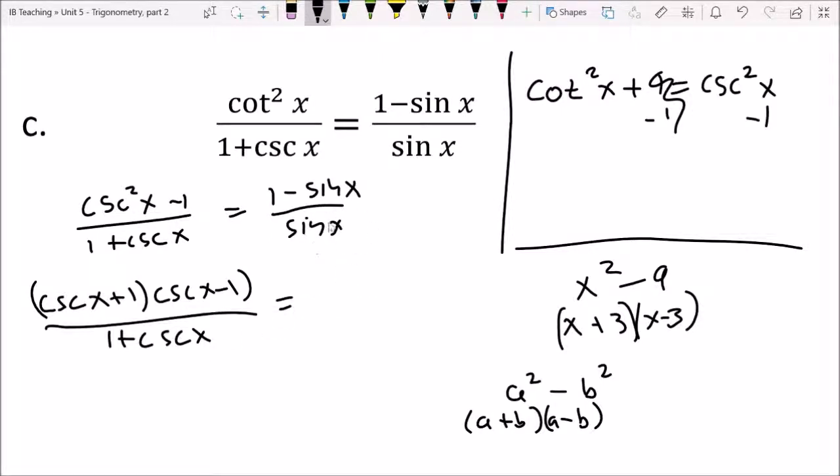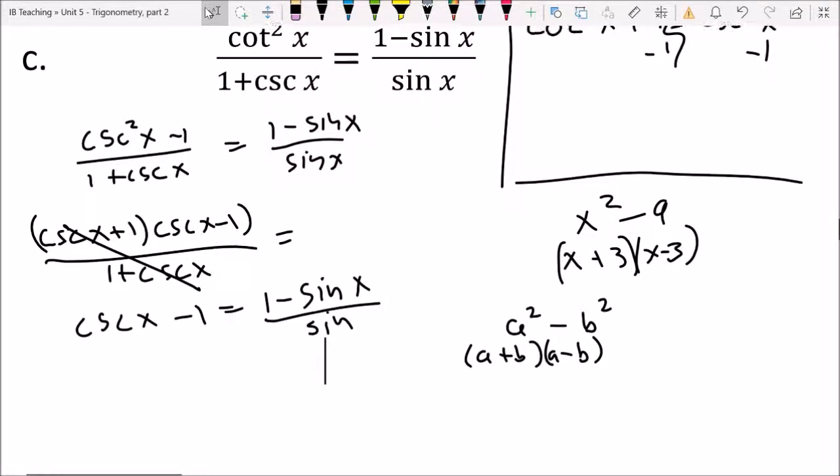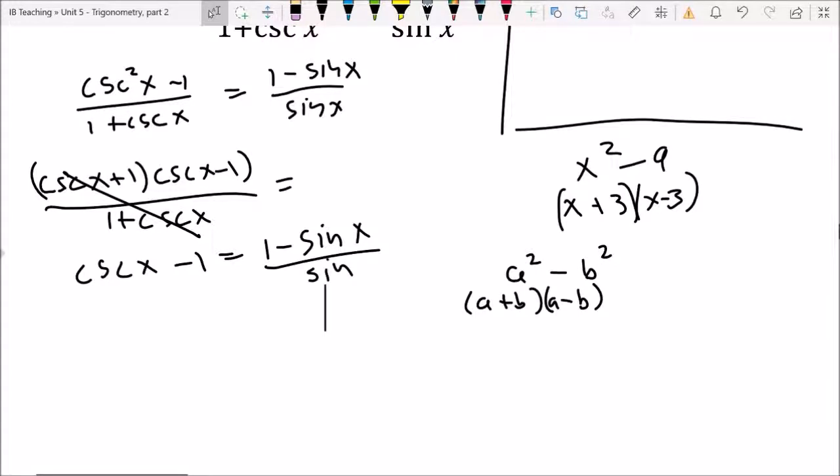And on the right side, we still have all the same stuff. I'm not modifying it yet, so I'm not even going to write it. But what jumps out at me now is this is cosecant plus 1, and this is also cosecant plus 1, so this cancels out. And now I have cosecant x minus 1 equals 1 minus sine x over sine. So that is good, because I was dealing with something that was second degree before, and I've whittled the left side down to a first degree, so now I've got hope.